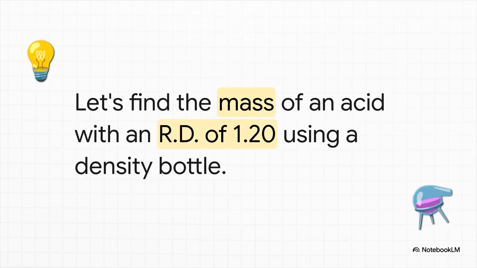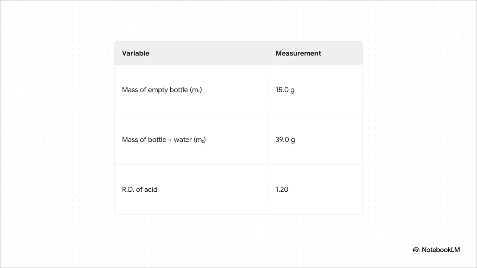Okay, let's flip the script a little bit and try a different kind of puzzle. What if you already know the relative density and you need to find the mass? Let's imagine we have some acid. We know its RD is 1.20, and we're using that same density bottle. So, here's our setup. Here's what we know going in.